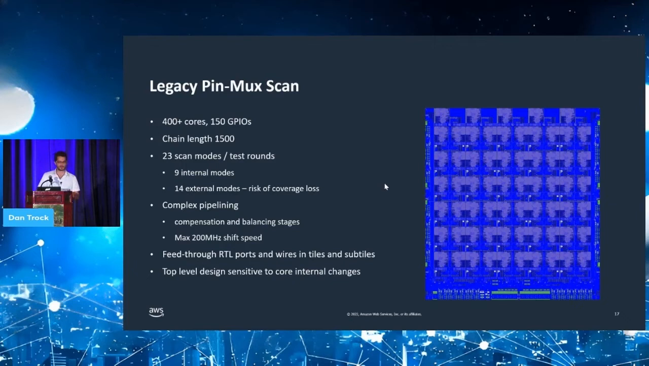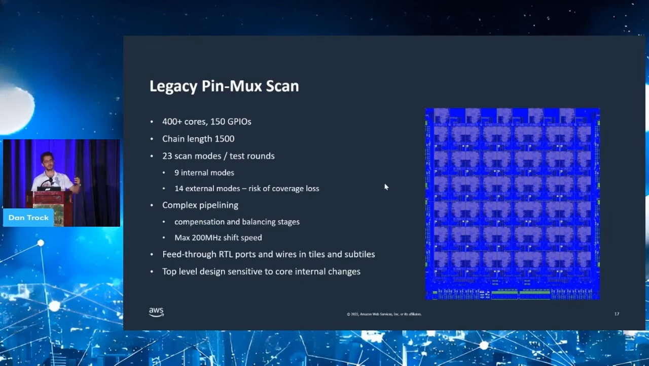So another thing that we did, so 23 rounds of test is not great, and we tried to fight back on the test time by raising the scan shift frequency from 100 megahertz to 200 megahertz. So to do that, we installed a complex scheme of pipelines in the chip, and it's not just about intercepting those wires that travel long distances with registers.